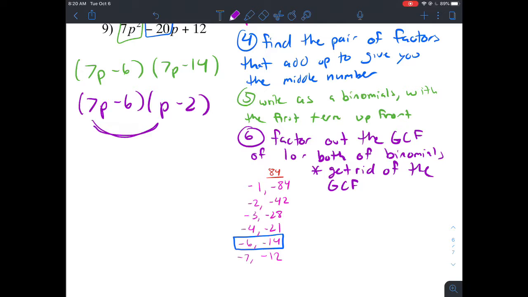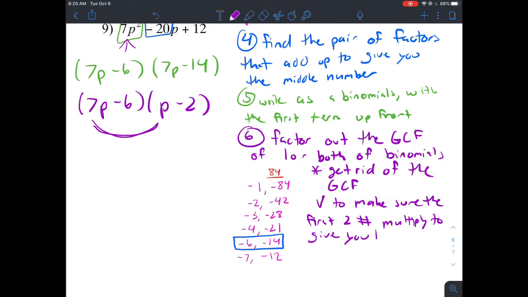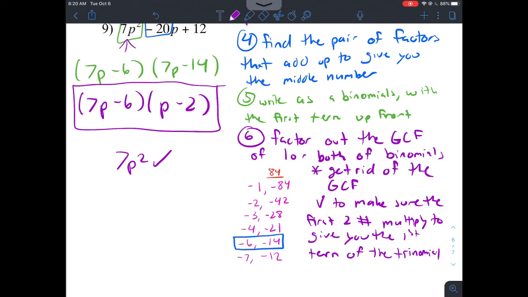All right, and kind of a checkpoint here would be to make sure that these two numbers multiply to give you the first term. All right, so check to make sure the first two numbers multiply to give you the first term of the trinomial. And so that would be here, 7p times p is going to give us 7p squared. So that checks out.